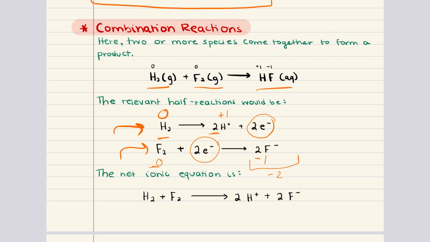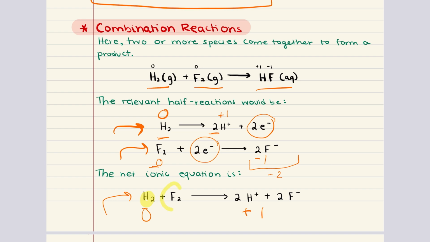Now we can combine the 2 half reactions to get an overall balanced redox reaction. This is our overall balanced redox reaction, and it shows the transfer of electrons from hydrogen to fluorine. Now here, hydrogen acts as a reducing agent because it donates electrons and it is oxidized from an oxidation state of 0 to +1.